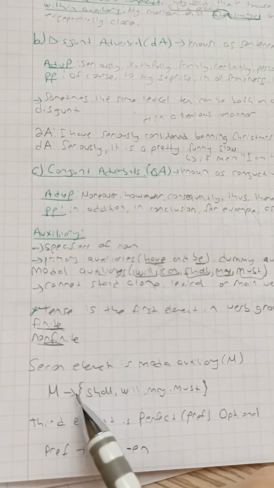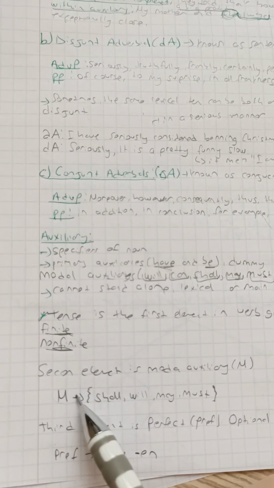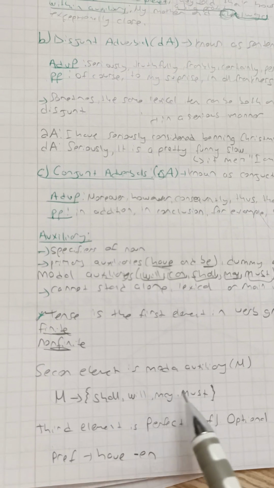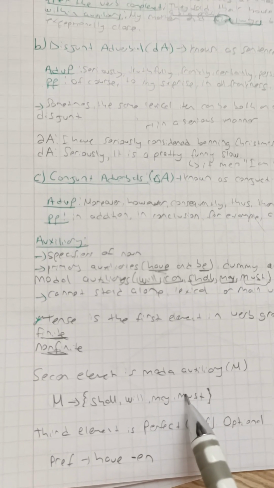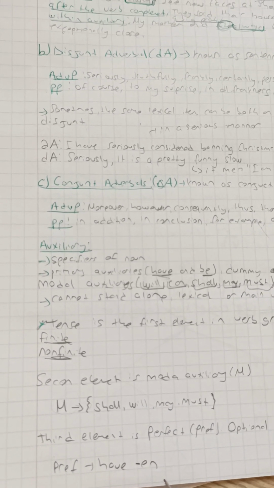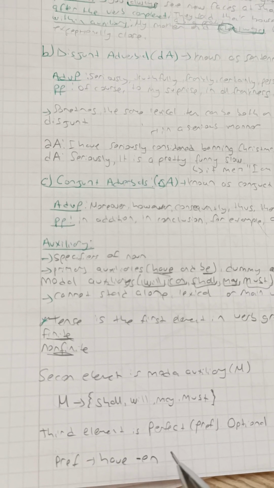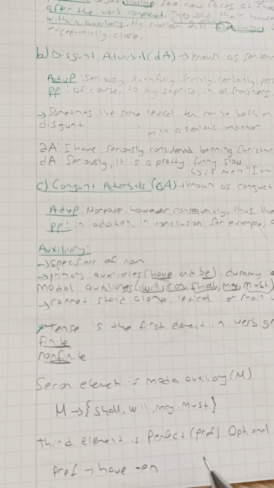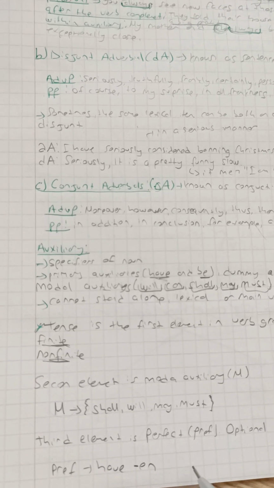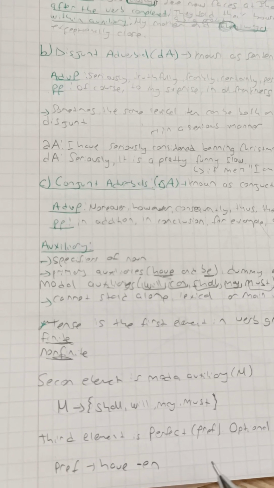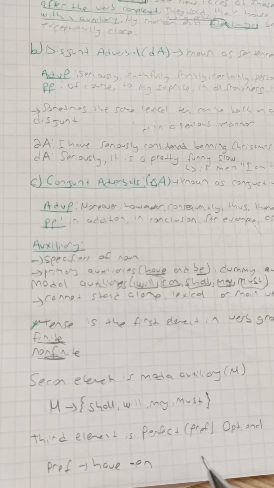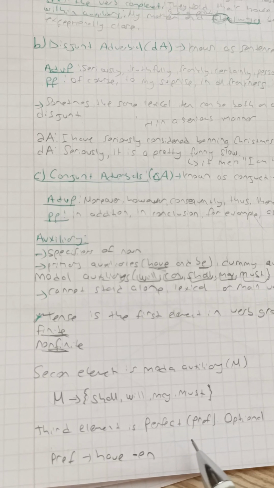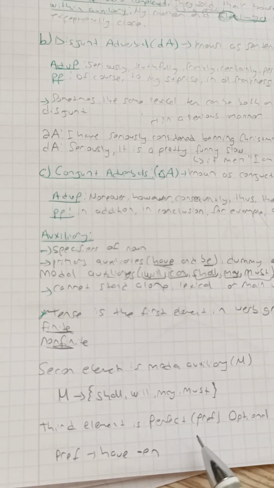And we can show the modal auxiliaries like here. M is extended: shall, will, may, and must. And the third element in the verb group is perfect, or perf. Like modals, perf is optional. It contains auxiliary have and the form following have, whether it is another auxiliary or the main verb, and is in the form of the past or perfect participle.